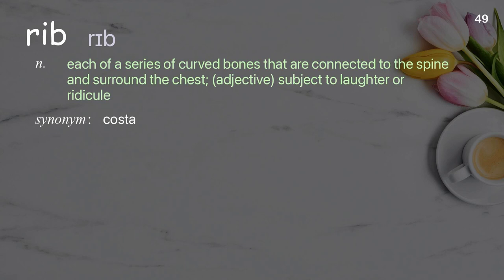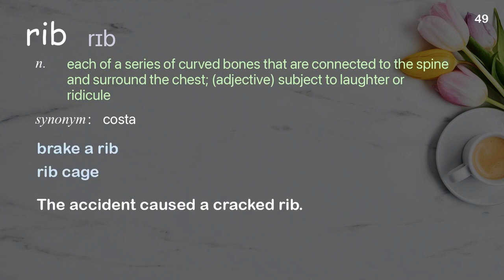Rib. Each of a series of curved bones that are connected to the spine and surround the chest, adjective, subject to laughter or ridicule. Examples. Break a rib. Rib cage. The accident caused a cracked rib.